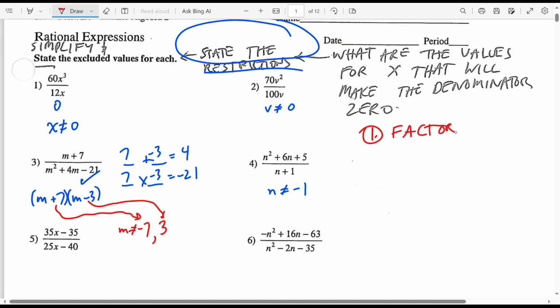And so when I go state the restrictions, step 1, factor. If you have to. Like the first two questions, we didn't have to, so whatever. Step 2, state restrictions.